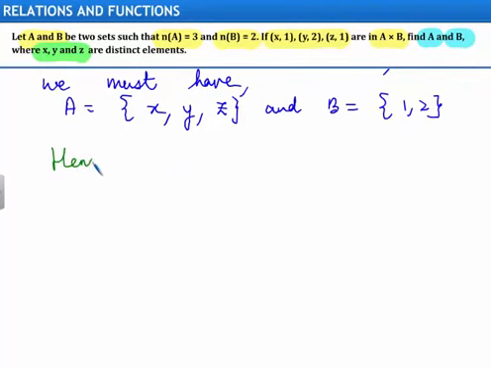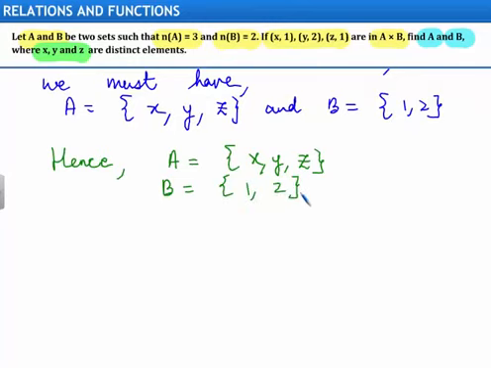Hence, the set A is equal to {x, y, z} and set B is equal to {1, 2}. So with this we come to the end of the solution of this question.